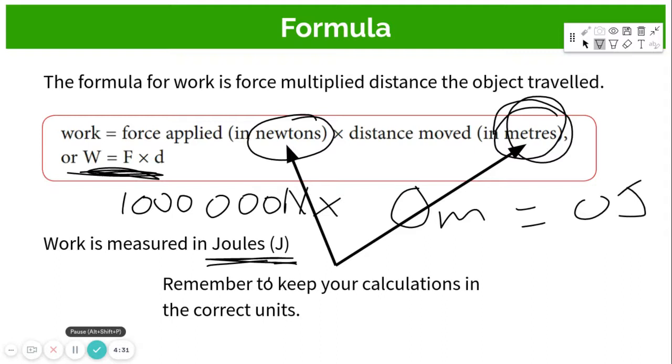So let's jump into some practice quickly, okay? Oh, I'm stuck on the slide.